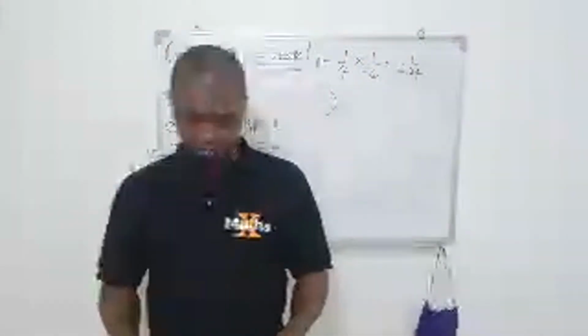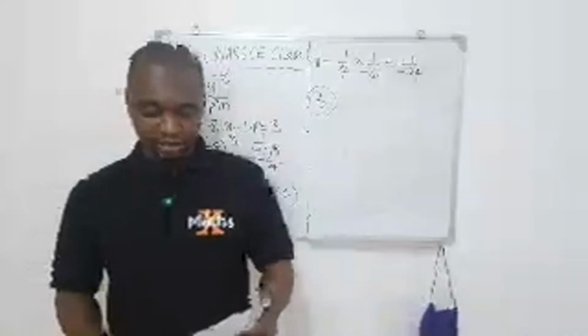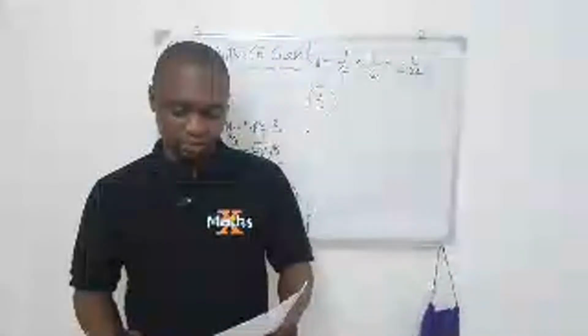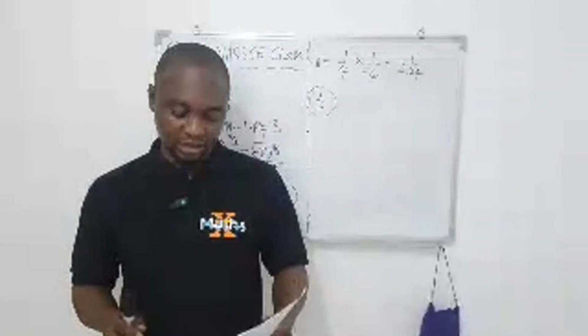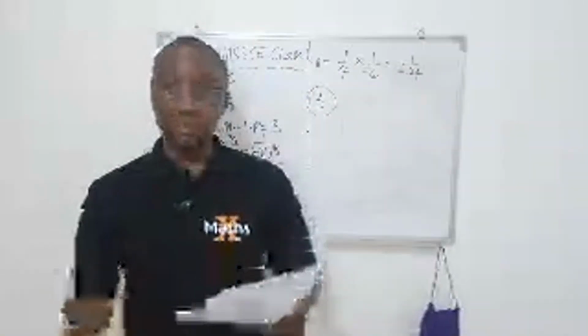Still on the number 3 question, my dear students and viewers. A chord subtends an angle of 72 degrees at the center of a circle of radius 24.5 meters. Calculate the perimeter of the minor segment.